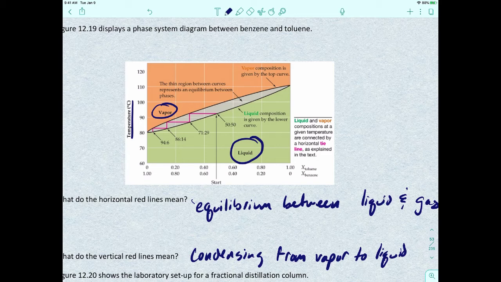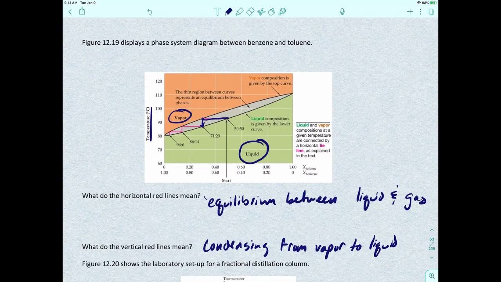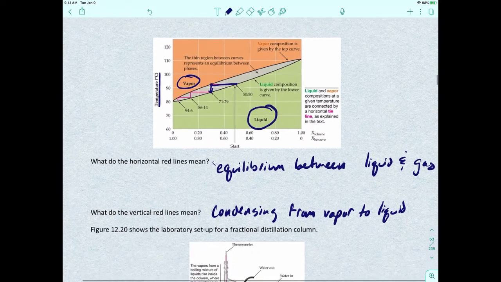So every time we're going horizontal, this is going to be an equilibrium between the vapor and the liquid. Every time we go vertical, we're condensing. So if we're going down, we're condensing. If we're going up, we're vaporizing.